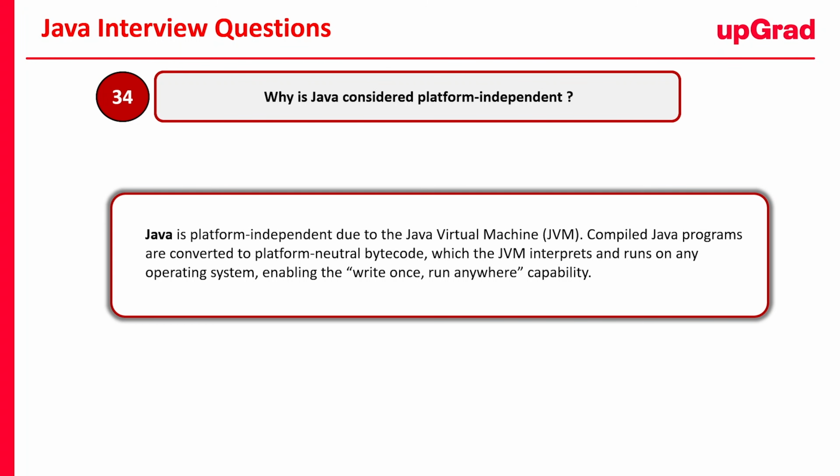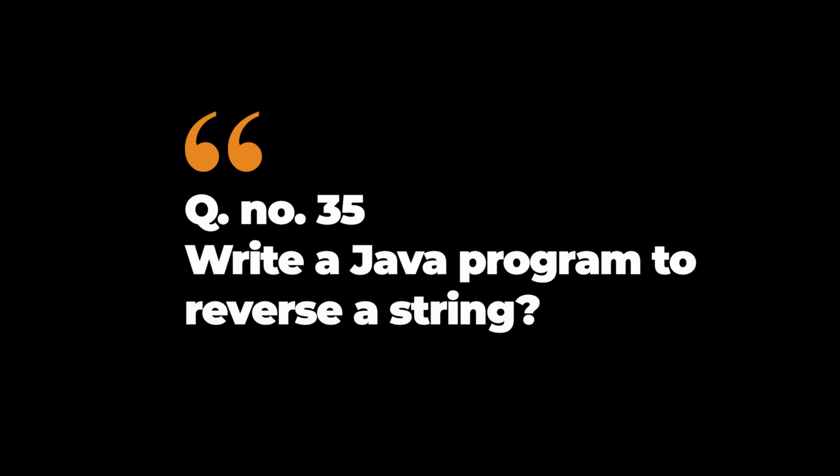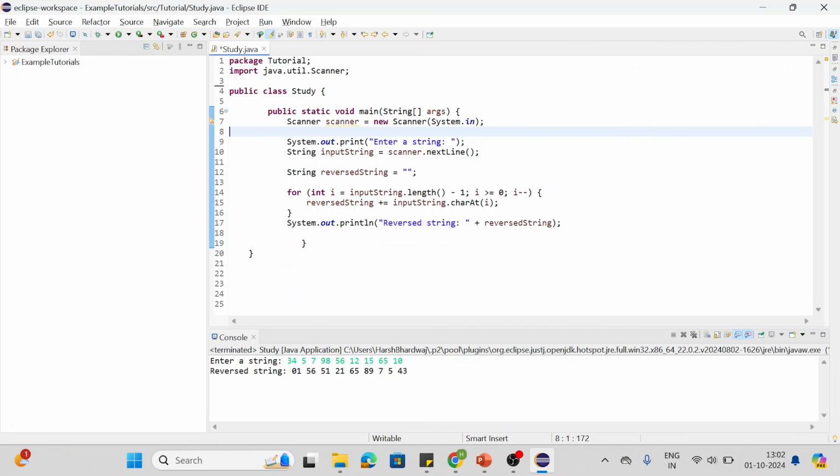Now coming to question number 35, which is, write a Java program to reverse a string. So here the interviewer is asking you to write a program to reverse a string. It is a very simple program and I hope everybody can do that. Alright. So now to explain, first of all, in this program, you can have a look. Here is the output first.